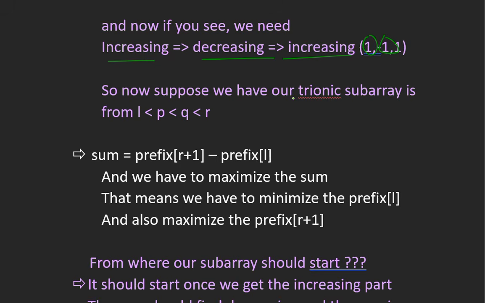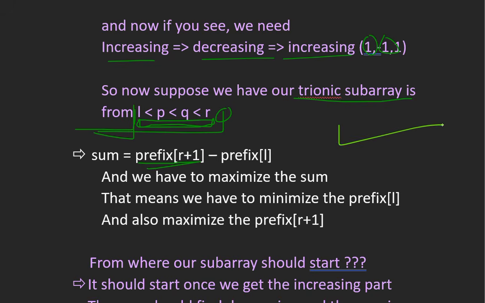And now suppose we have our trionic subarray from L to R, where our middle indexes are P and Q. So what will be the sum of this trionic subarray? The sum of this trionic subarray is prefix of R plus 1, meaning the sum of elements up to index R plus 1, minus the sum of elements up to prefix of L.